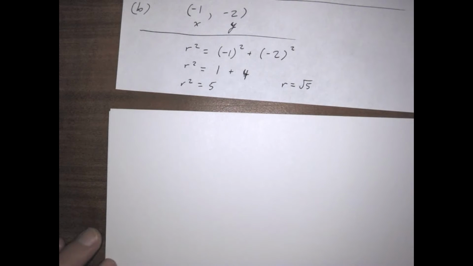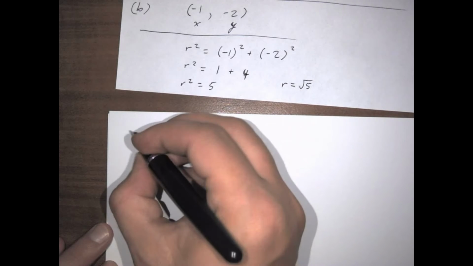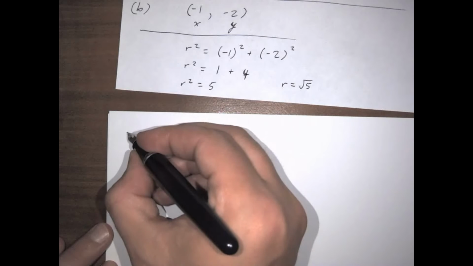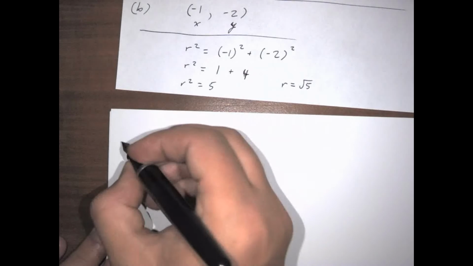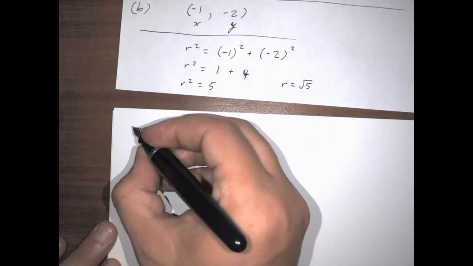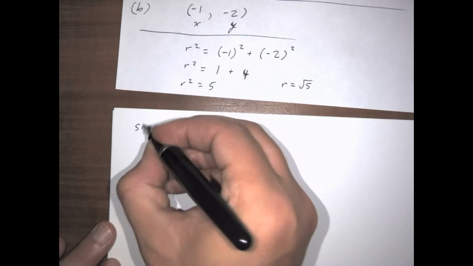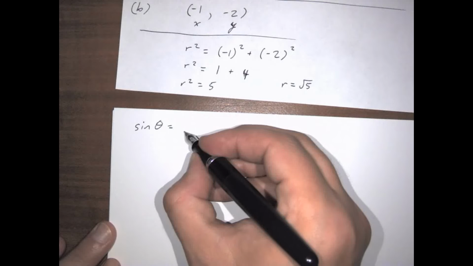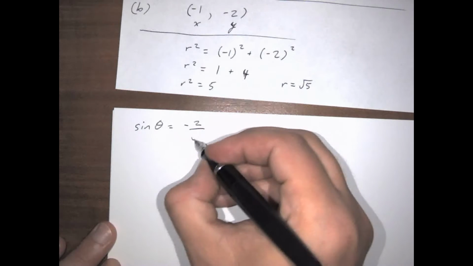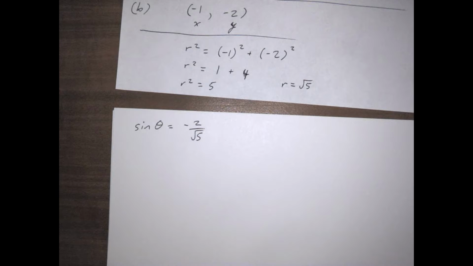Now, you may be getting a little bit of deja vu from the previous bout of examples, and the reason for that is that this is how you get numbers like what we saw in that first series of examples. So let's get to work. So sine theta is equal to y over r, so negative 2 over root 5. Well, that was easy to write down, but now we realize we're going to have to rationalize. So we do.